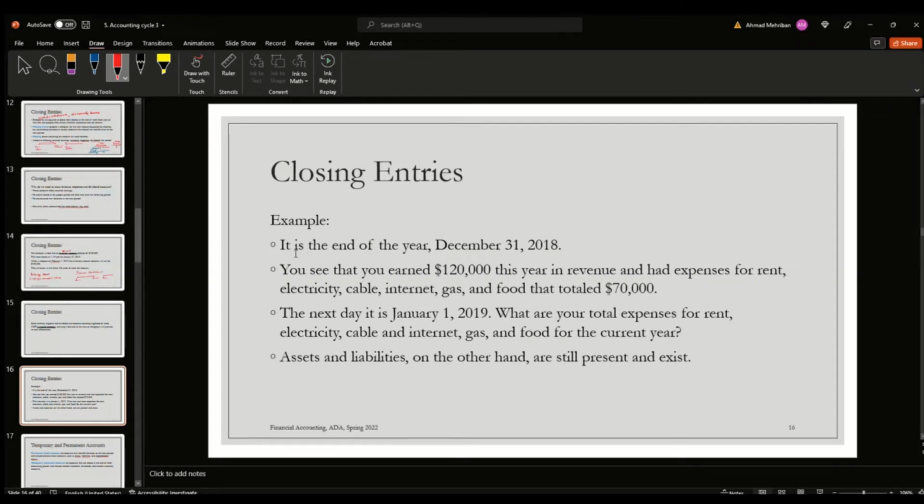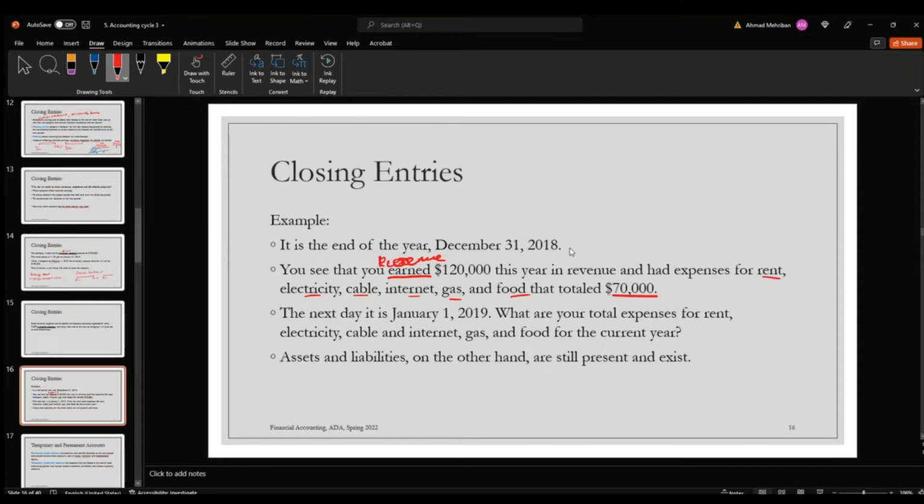Now let's look next. This is a different example. It is the end of the year, December 31, 2018. You see that you have earned, and earning is what? Revenue. $120,000 this year, and you had expenses, various types of expenses, electricity, cable, internet, gas, maybe food, and so on, and rent. These all expenses summed up to be 70,000.